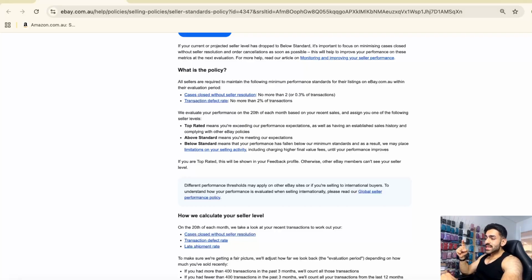Okay, look what they're saying here. No more than 2 cases open against you, or 0.3% transaction. 0.3% transaction is very minimal. You get more than 4 or 5 cases closed without seller resolution. Let's say you made like 1,000 transactions. You got like two cases open against you for late delivery, and then, like they said, 3 of them are cases closed without seller resolution. You didn't solve them. Like 2 plus 3 is 5. Now you're below standard.